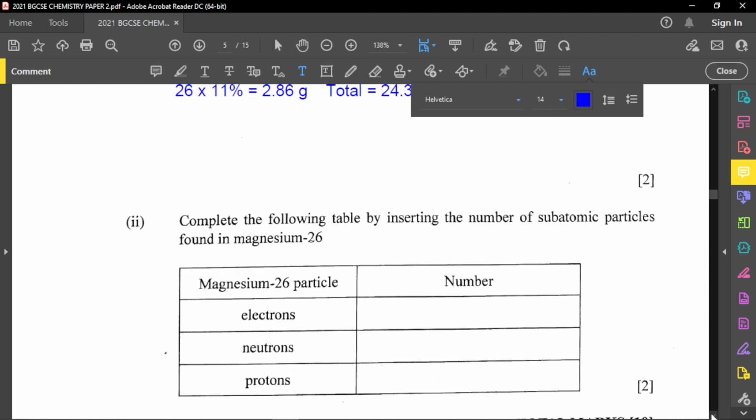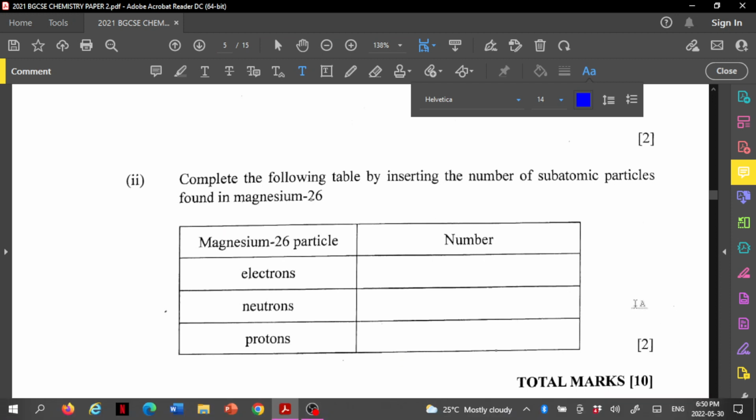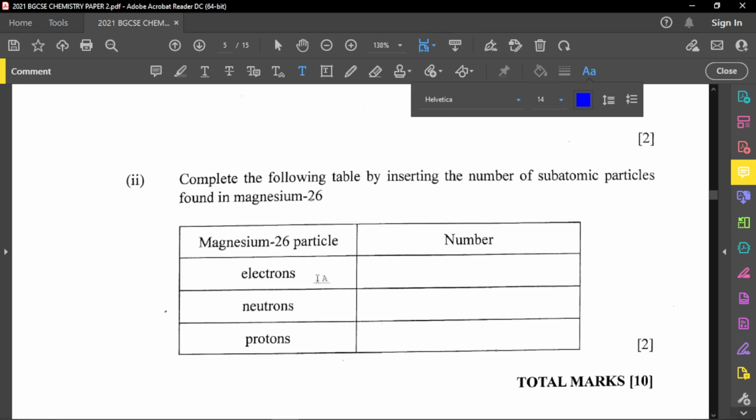Complete the following table by inserting the number of subatomic particles found in magnesium-26. So this is magnesium-26 here, and we will look at the number of subatomic particles. First, we know that the mass number is 26. That's the first thing we need to know, right?